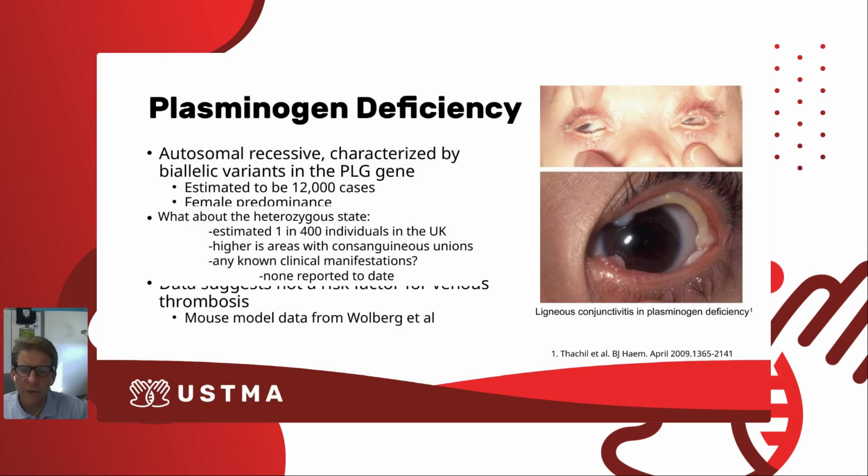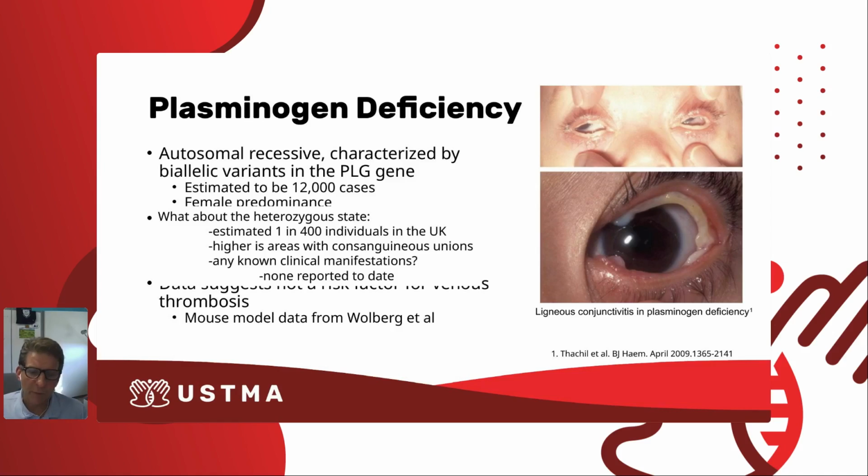And what you don't see there was some mouse model data. So Dr. Wolberg's group at the University of North Carolina, really one of the experts in plasminogen, created a mouse model and looked at when you lack plasminogen compared to when you have normal plasminogen protein function, and triggered the animals to develop a clot. Do you get more clotting in the mice that don't have plasminogen? And the answer was no, there did not seem to be a difference.